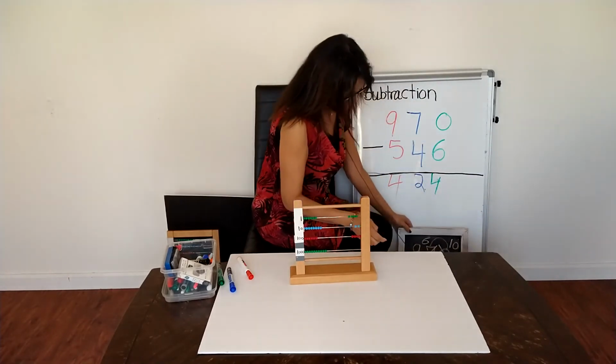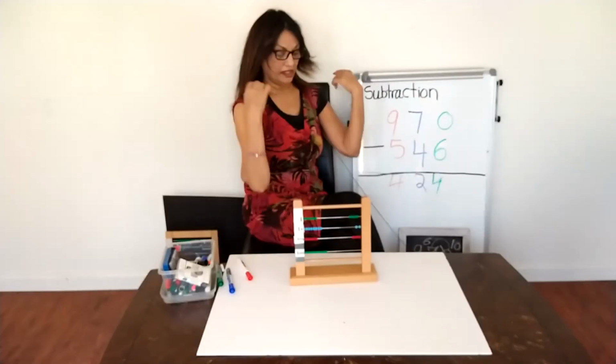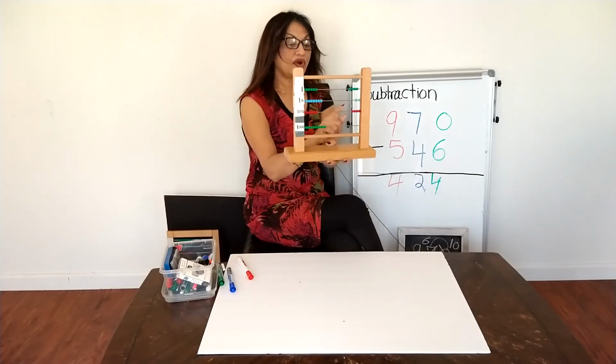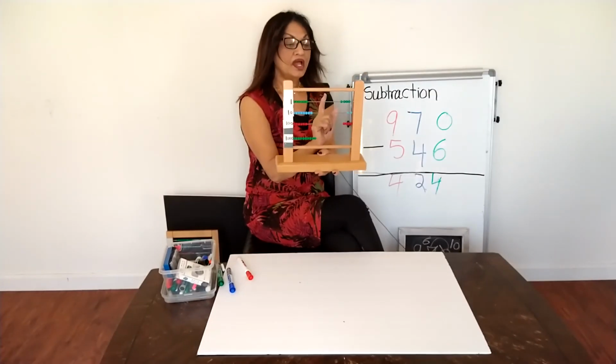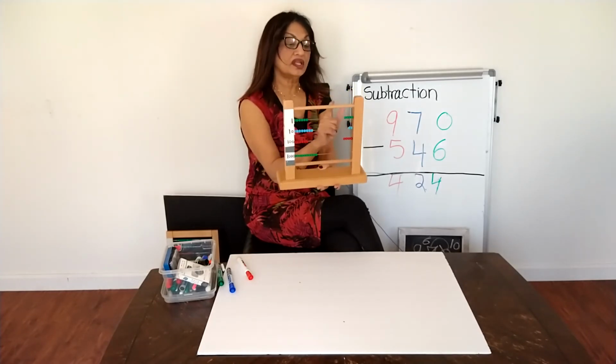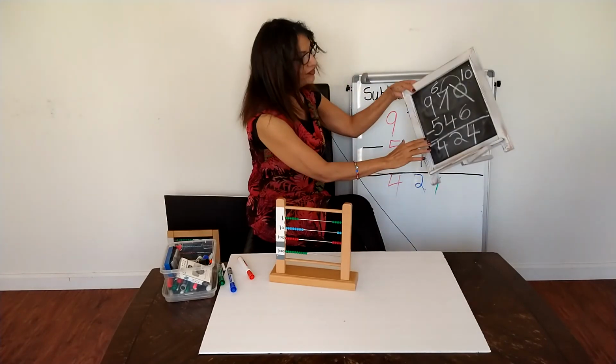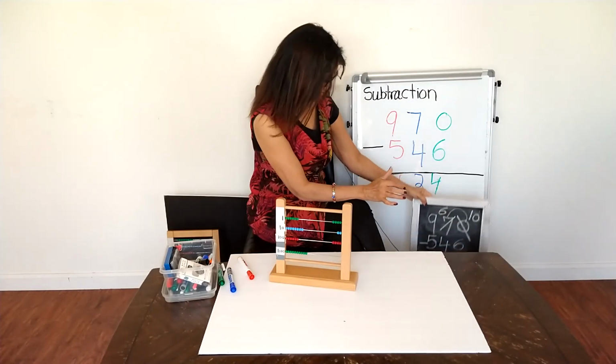Okay, and here is, so that's our remainder. Here you could see 400 on the bead frame, 2 tens and 4 units. So 424. 424, and 424 here also.